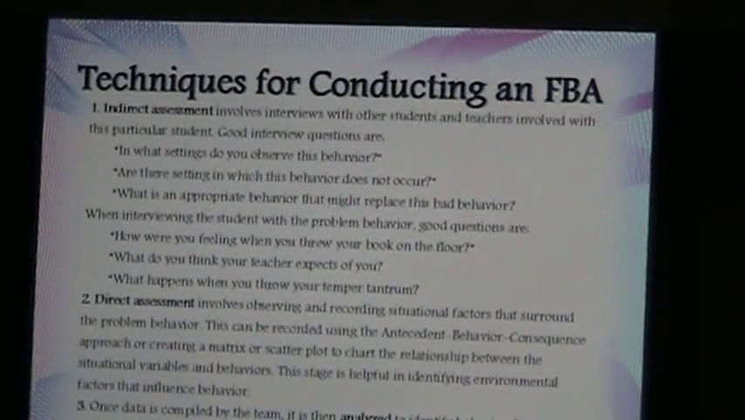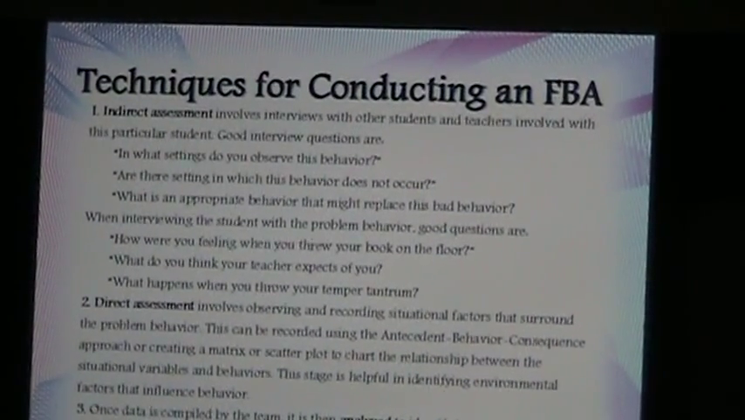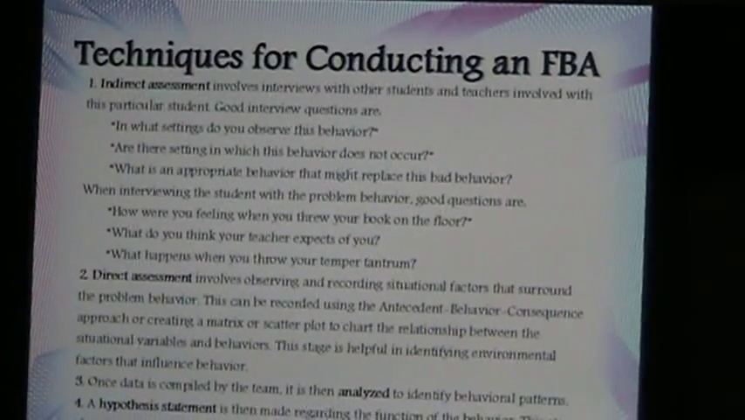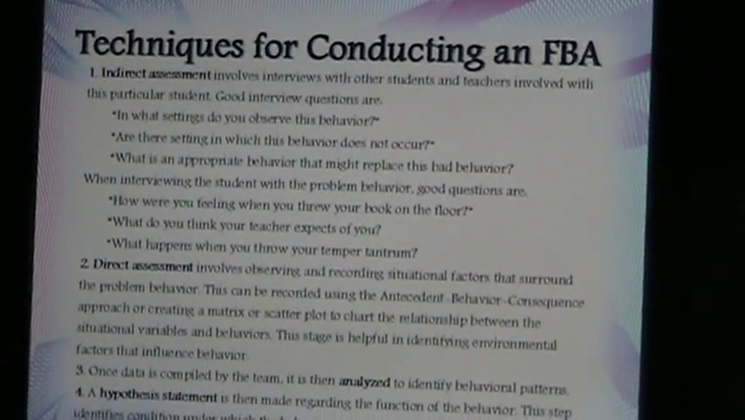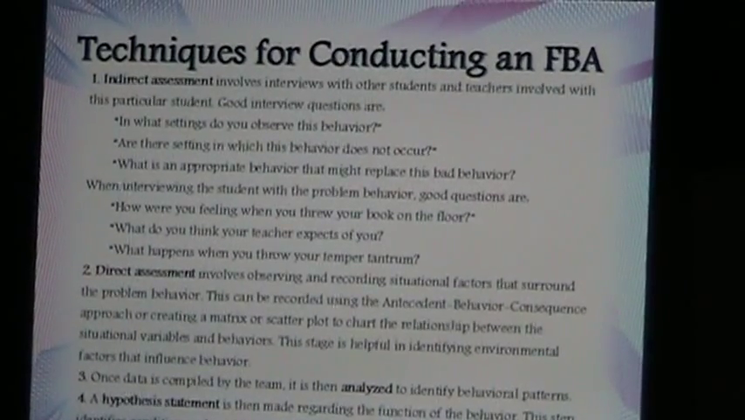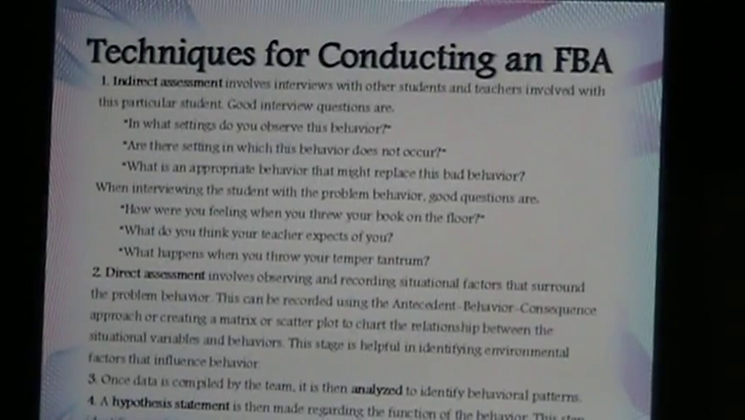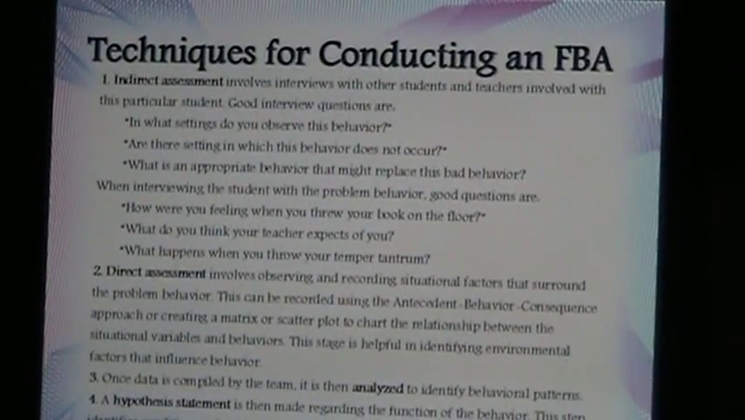Indirect assessment involves interviews with other students and teachers involved with this particular student. Good interview questions are: in what settings do you observe this behavior? Are there settings in which this behavior does not occur? What is an appropriate behavior that might replace this bad behavior?